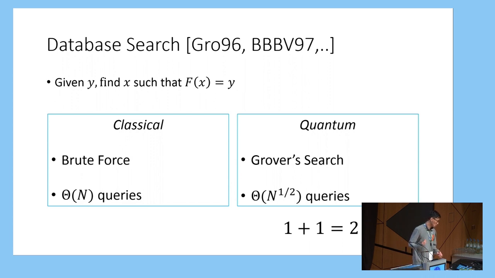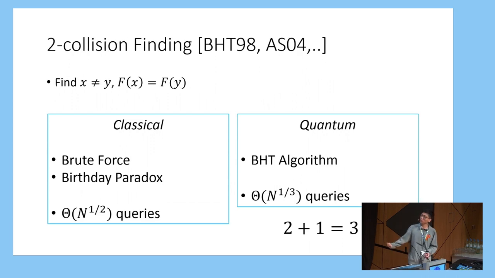It follows the rule. For 2-collision finding, we have the birthday paradox in the classical setting, which is square root of n. And we have the BHT algorithm, which we will explain later. This is the cube root of n. We have 2 plus 1 is 3.